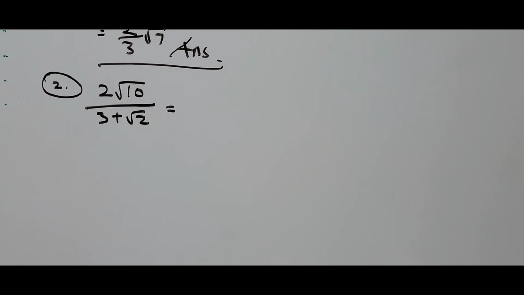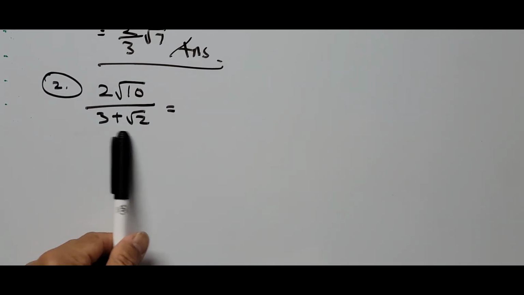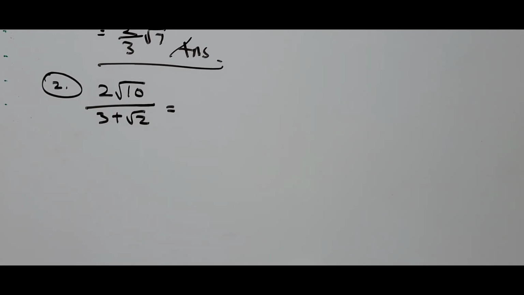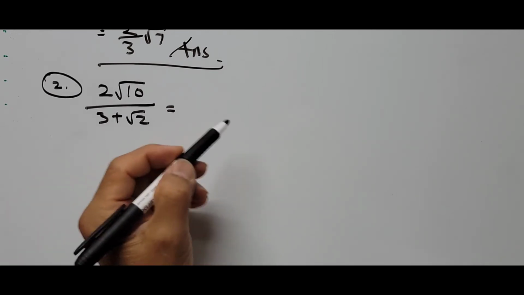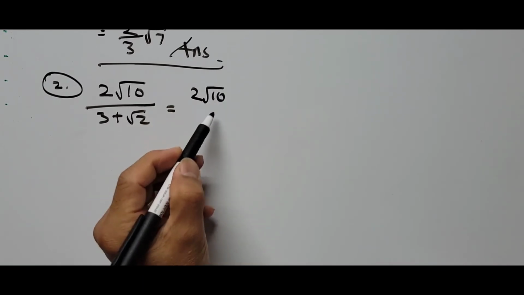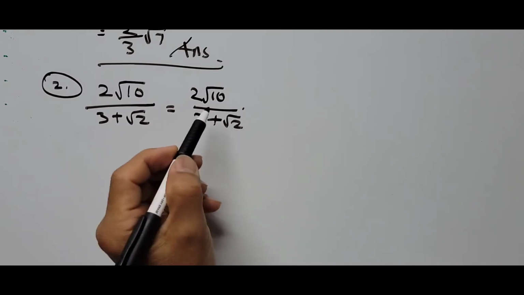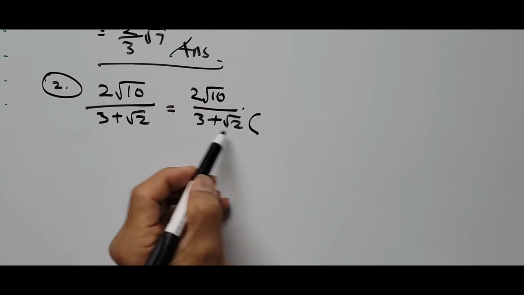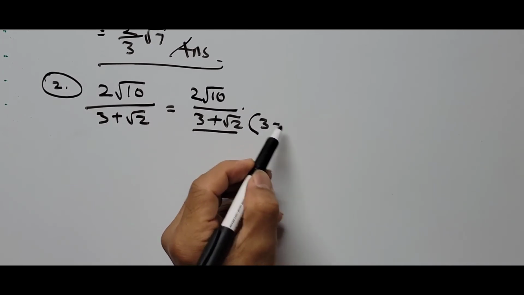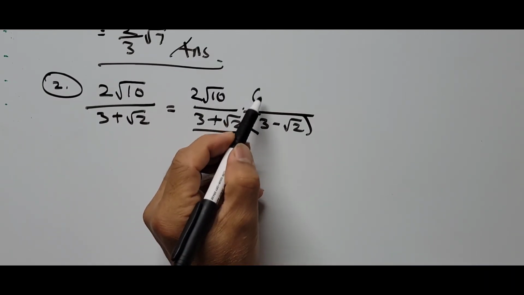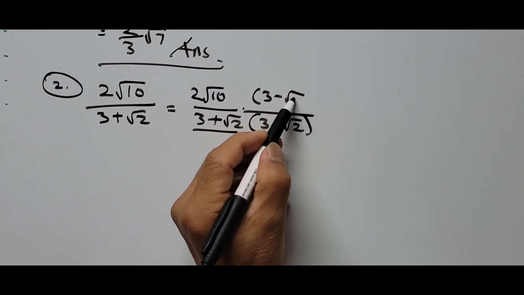And what does it mean by conjugate? Conjugate is the same as the terms, but with different sign. The opposite sign in here is positive, so that should be a negative. So let's do that. Multiply the top and bottom with the conjugate of the denominator. So 2 times square root of 10 divided by 3 plus square root of 2, multiplied by the conjugate of this, so that is 3 minus square root of 2. What you do on the bottom, you do on the top the same way. So multiply by 3 minus square root of 2.